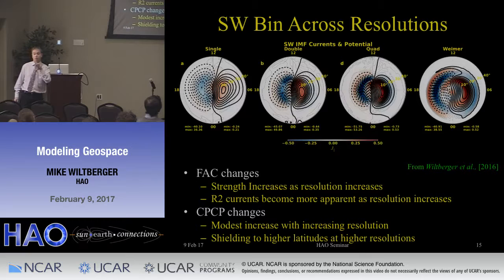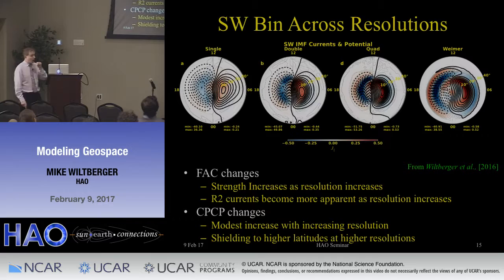Without those region two currents present, the solve for the convection pattern is going all the way down to the low latitude boundary, taking up the whole of the polar cap. And the currents are closing completely across the top of the polar cap. As we get better region two representation, that cross polar cap potential is getting shielded, is getting confined to the high latitude region, where we expect it to be from the statistical and the observational sense of the system itself. So going to the higher resolution is giving us a better representation of the convection pattern and the field aligned currents. We get these better region two currents showing up there.